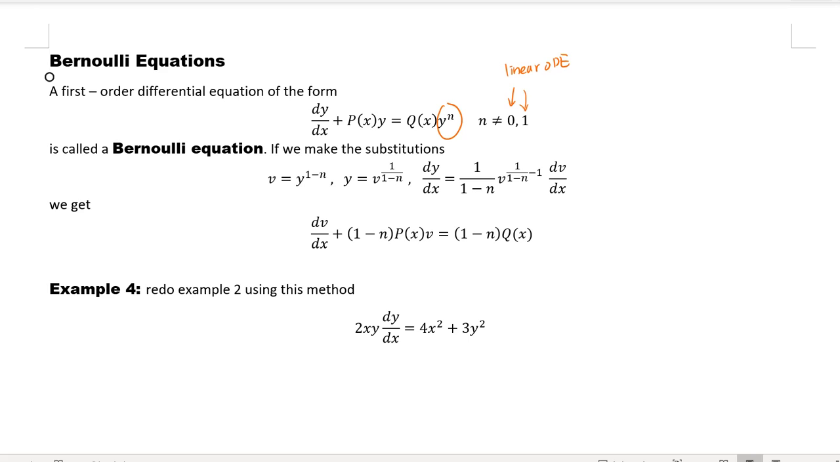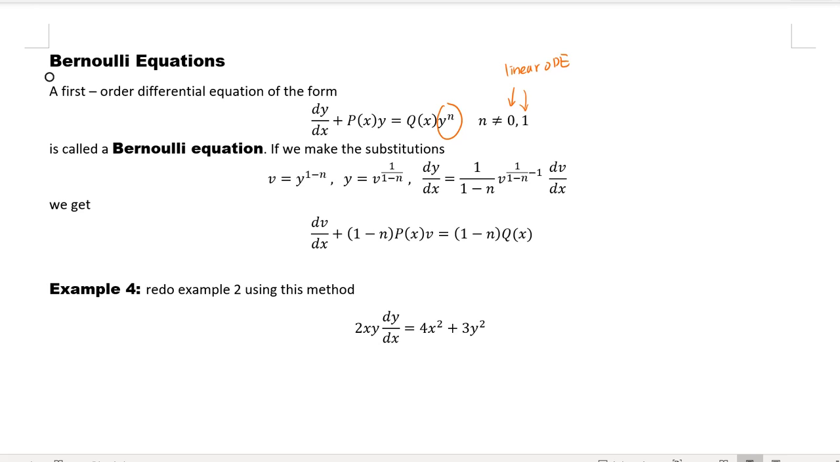We let v be y to the 1 minus n. Okay, now how do we solve for y? Well, we raise both sides to the power 1 over 1 minus n, and this cancels. Then we have y, right? So that's why you get y equals v to the 1 over 1 minus n.